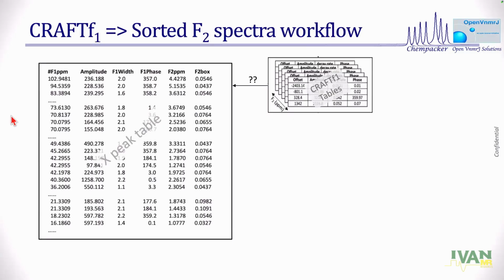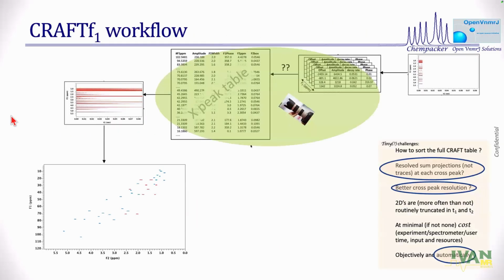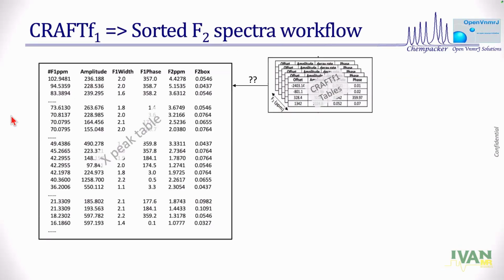So we want to go from crafted F1 to sorted F2 spectra overflow, meaning we want to take it from this to resolved sum projections at each proton automatically. So that's the next challenge we are facing. What we have in our handle is the computational error, computational uncertainty, if you may. That is an automatic output of any computation. You are defining a property and you have an error in that property.